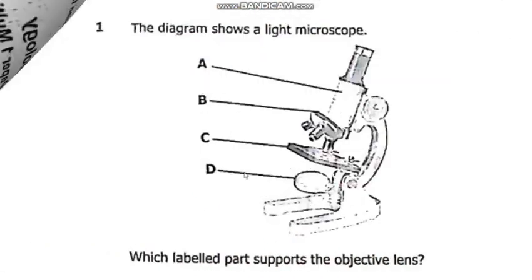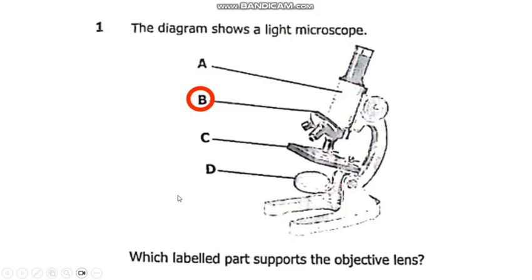So let's look at question 1. The question reads, the diagram shows a light microscope. So this is the light microscope. Which labeled part supports the objective lens? The part of the microscope that supports the objective lens is called the revolving nosepiece. The revolving nosepiece is this part labeled B. So the correct answer here is B.